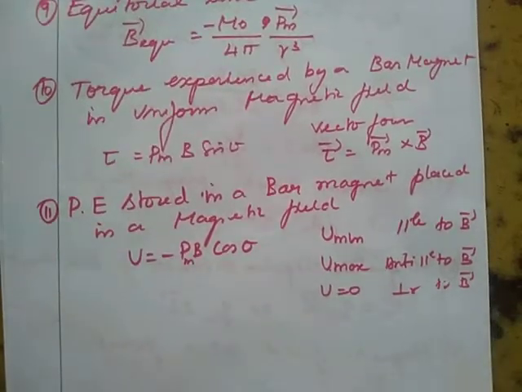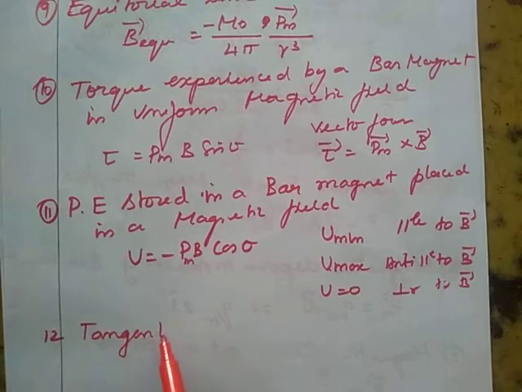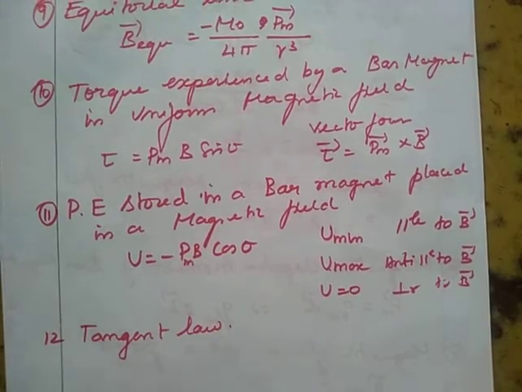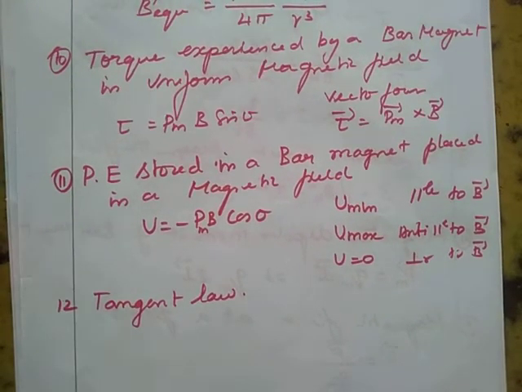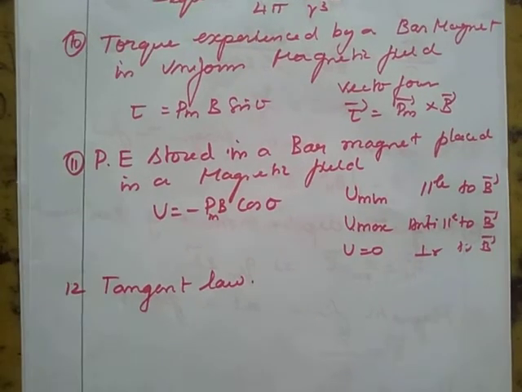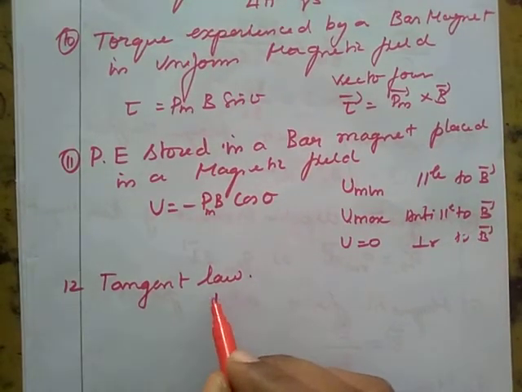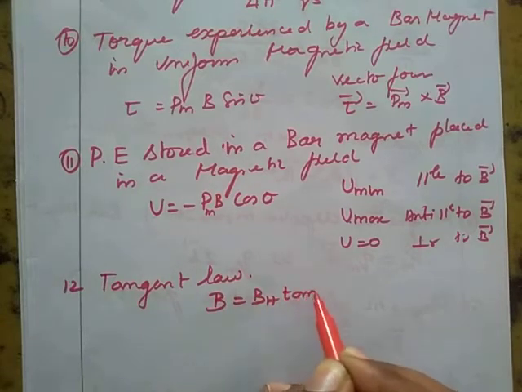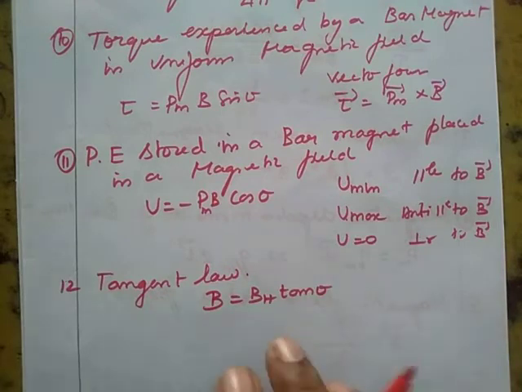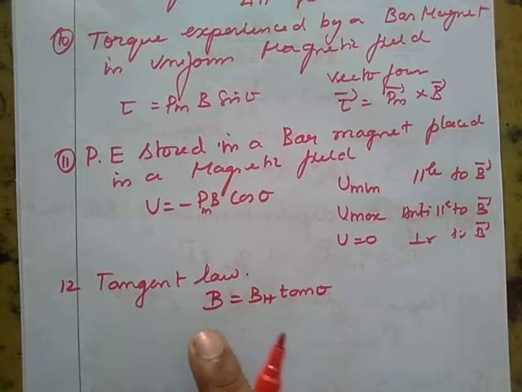Okay, then the next one is tangent law. Using this tangent law we can find the current or the horizontal component of magnetic field using tangent galvanometer. Here the tangent law states B is equal to BH tan theta. If a magnetic needle is suspended in two crossed fields, perpendicular to each other, at that instant it will come to rest in the resultant of the two fields.